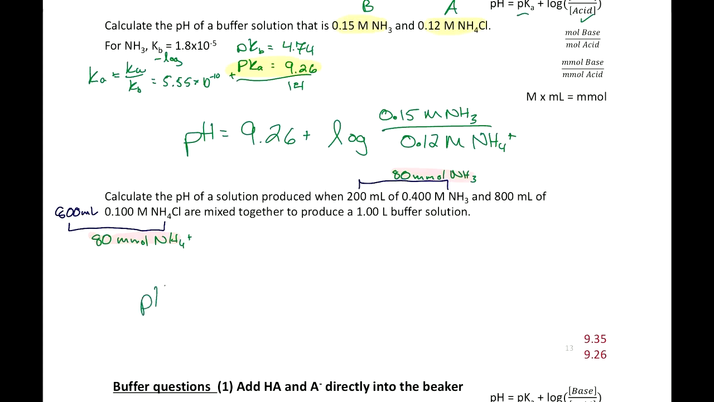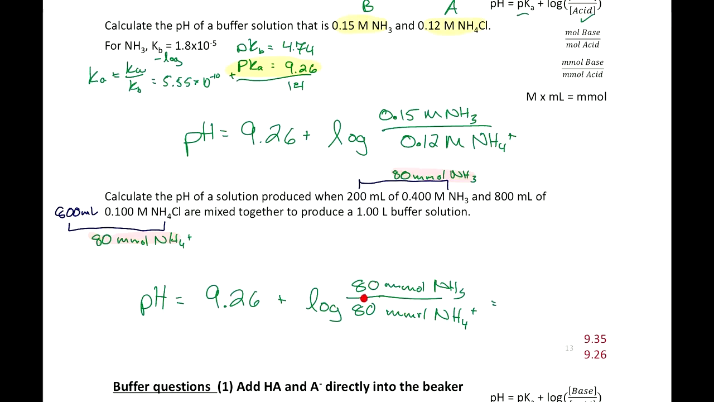So pH equals that same pKa as before, 9.26, plus log of base over acid. So this is 80 over 80, millimoles of ammonia and millimoles of ammonium. This highlights the importance: we got a ratio where the base to acid ratio is 1.